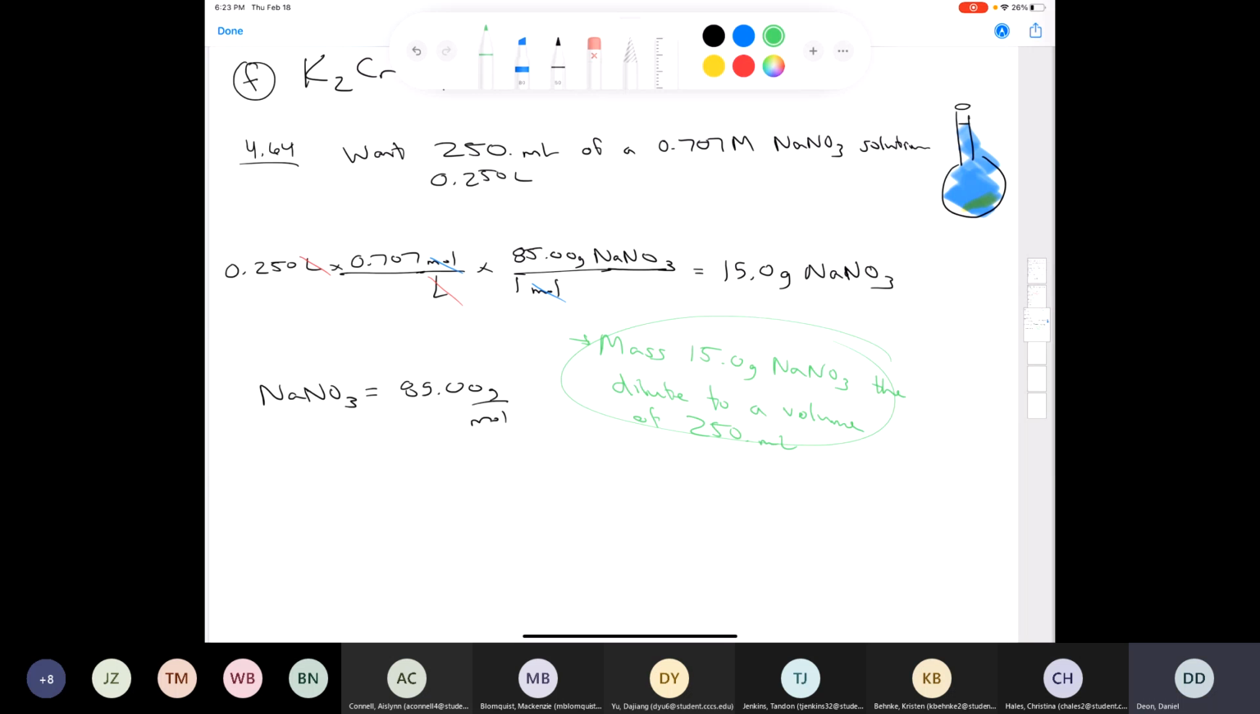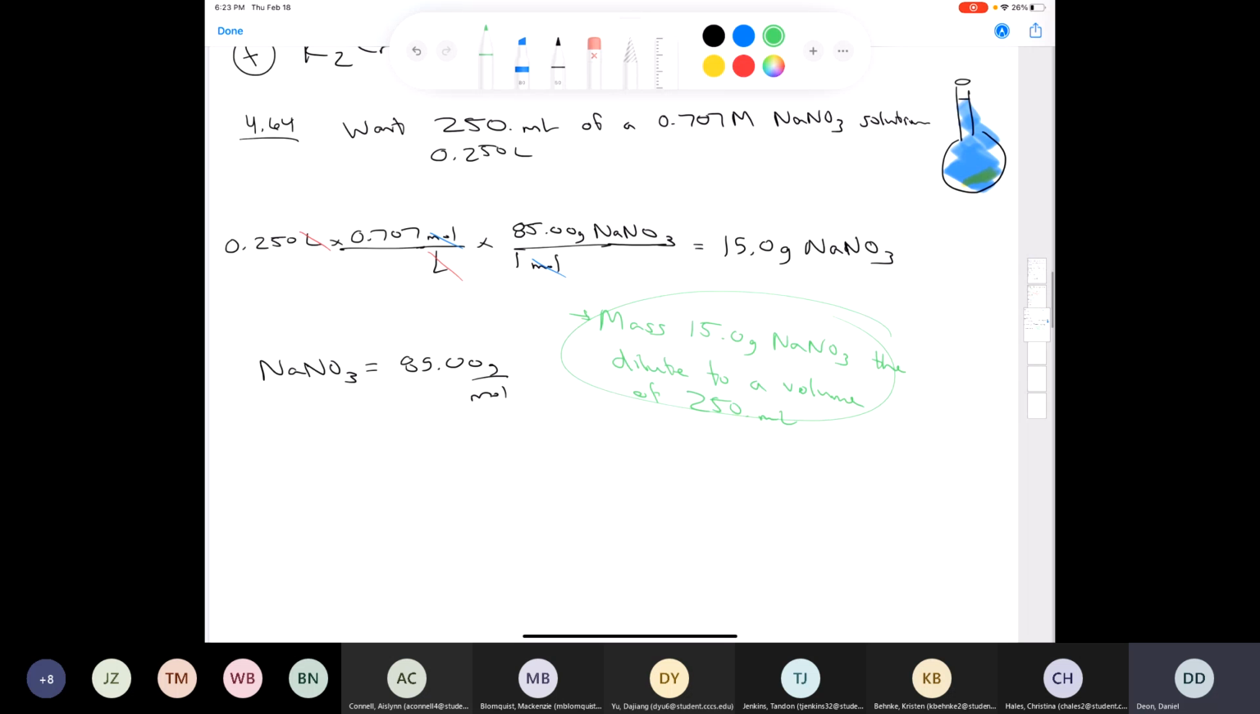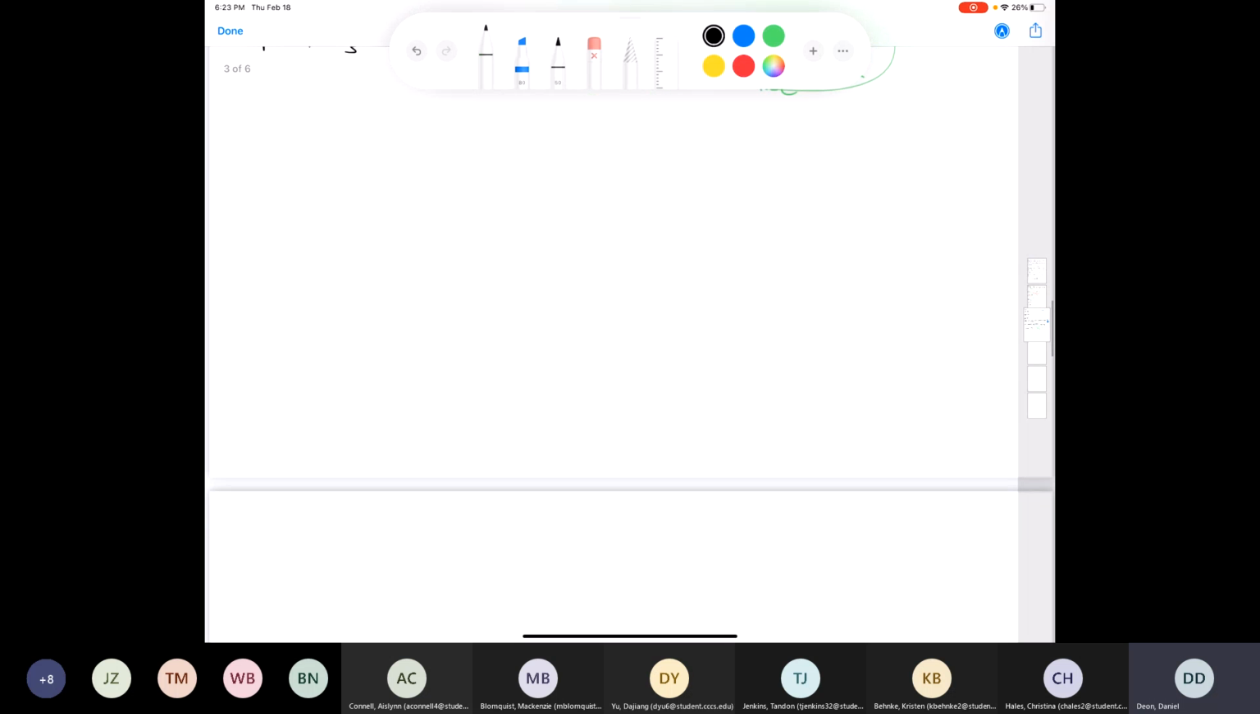Let's try a little bit of question 4.68, not the whole thing. It says 4.68, there's a few parts to it. Why don't we try C? Let's do C. So it says calculate the molarity of the following solution.